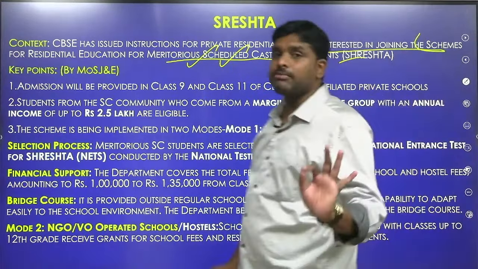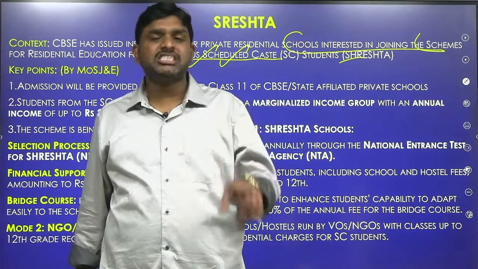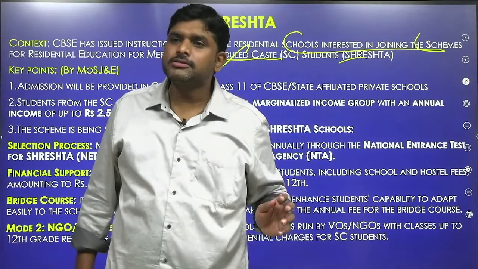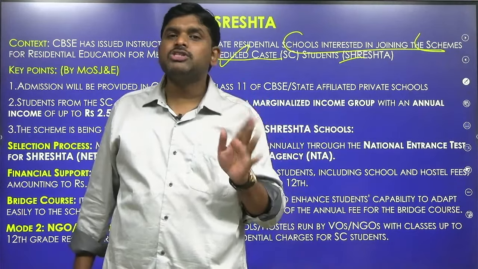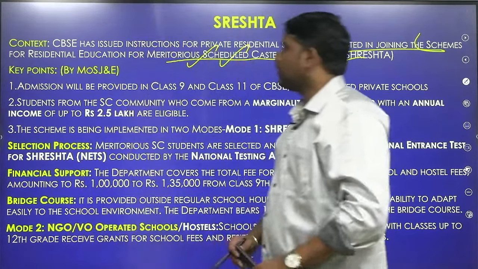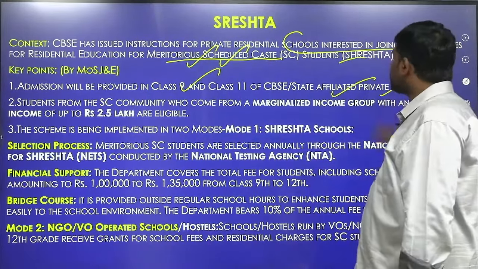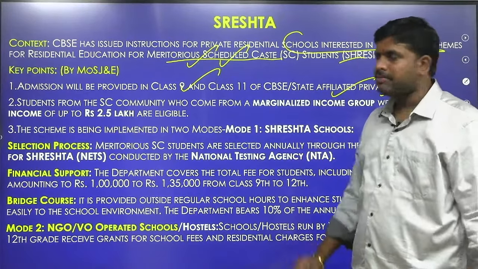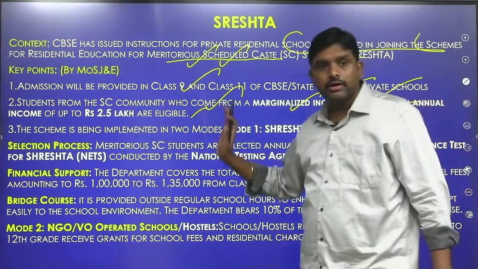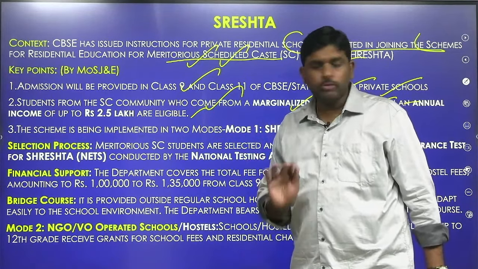So, earlier it was only government schemes, but now what they are doing, private schools also, if you are interested in Shrestha, you can join, we will reimburse. Who will reimburse? Central government. So, not only the government schools, now also? Admission will be provided in class 9 and class 11 of CBSE or state affiliated private schools, government as well as private schools. Students from the SC community who come from a marginalized income group, not all SCs, only those SCs whose financial income is less than 2.5 lakh.